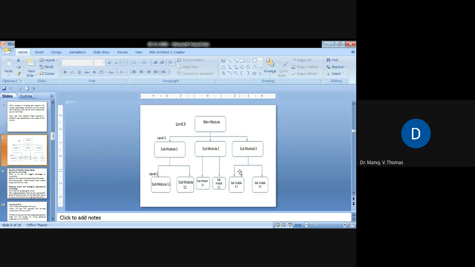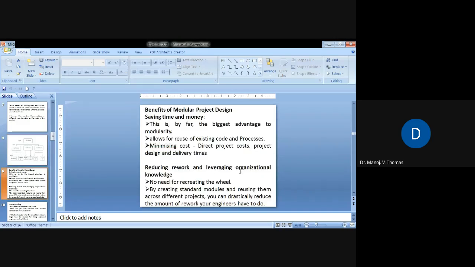So this is the diagram of a modular design. Here 3 levels of division are shown: level 0, level 1, and level 2. So, benefits of modular project designs.